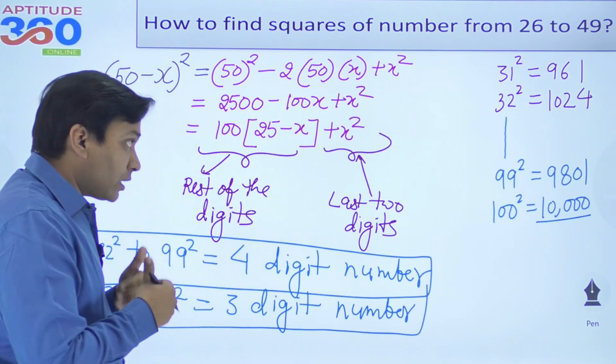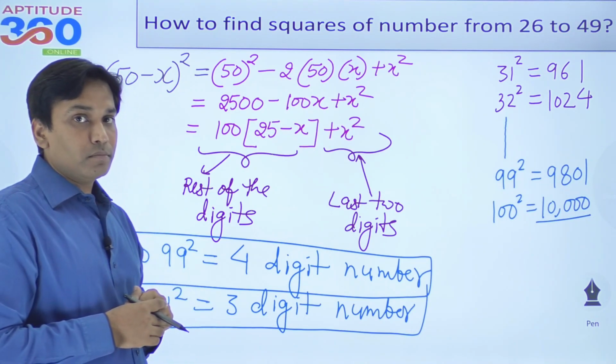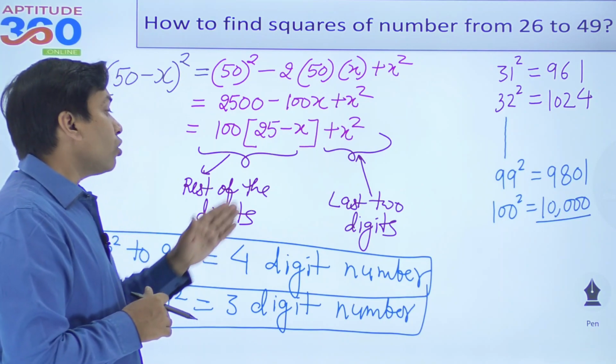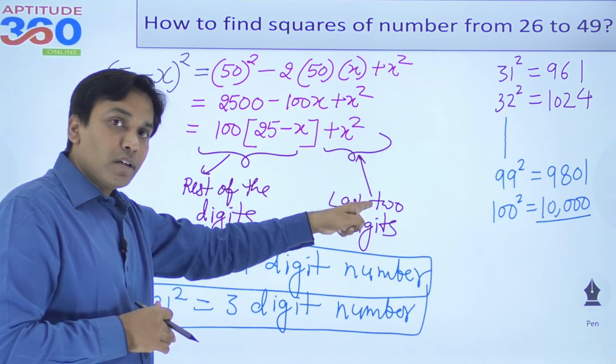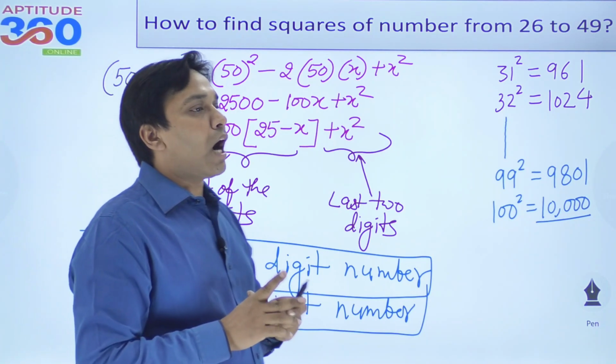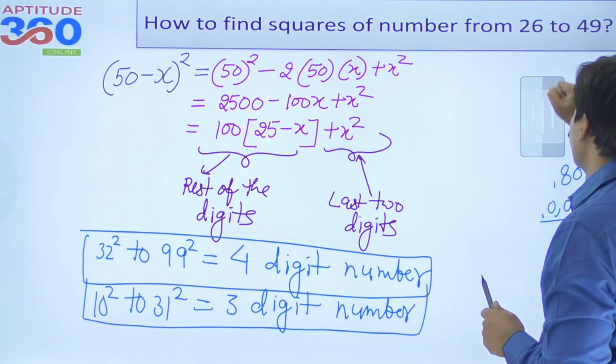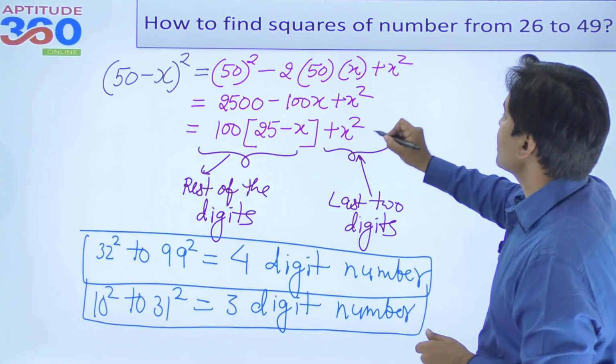So another thing that I said is, 32 square to 99 square is a 4-digit number. Now that you understand, the last two digits, this will give. The first two digits, this one will give. Now I'm gonna make you understand how. See this from here, and we are gonna utilize this thing.